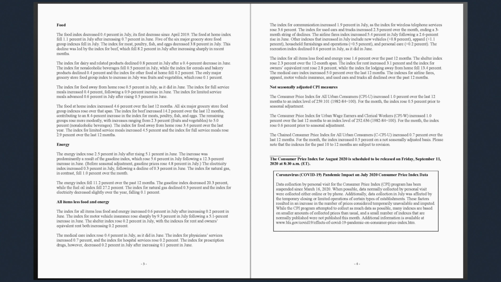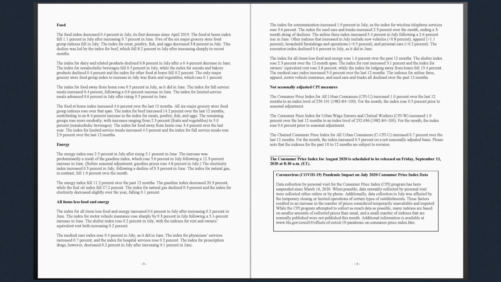The index for food away from home rose 0.5% in July, as it did in June. The index for full-service meals increased 0.4%, following a 0.9% increase in June. The index for limited service meals advanced 0.6% in July after rising 0.5% in June.